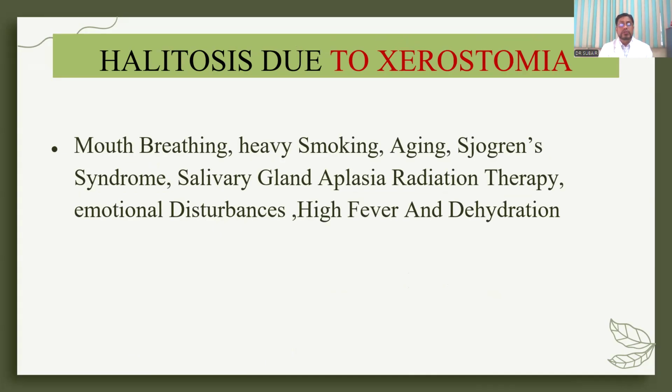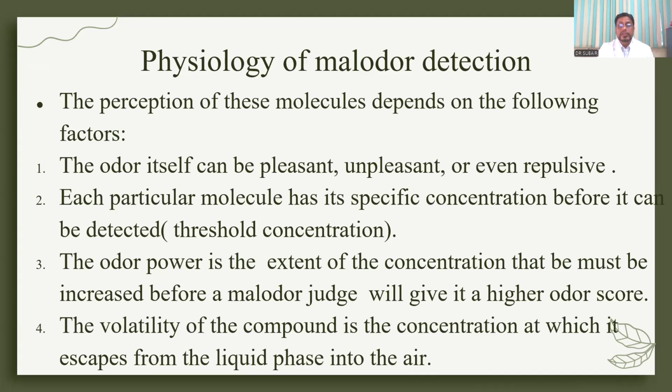And this is due to xerostomia. What is xerostomia? In xerostomia, there is a decreased production of saliva. Mouth breathing, heavy smoking, aging, Sjogren's syndrome, salivary gland aplasia, radiation therapy, emotional disturbances, hay fever, dehydration: these all may lead to xerostomia, and further, xerostomia may lead to the production of volatile sulfur compounds, and thus finally leading to halitosis. The rest of the things will be discussed in the next class.